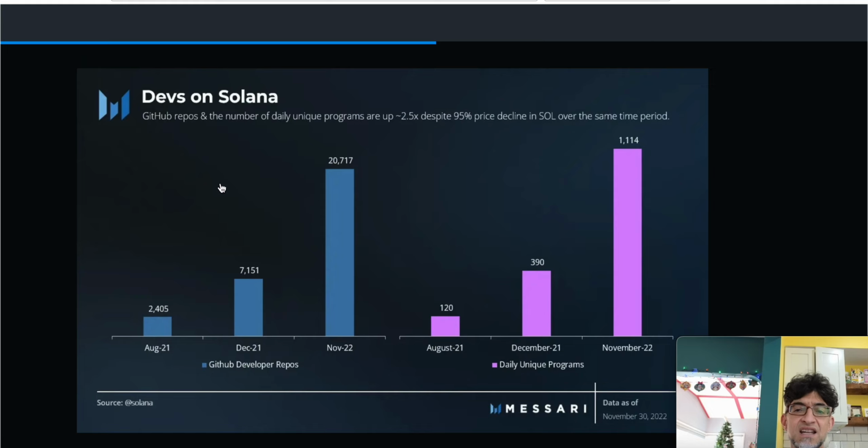So basically, Solana's price is crashing. The total value locked is crashing. But as of November 22nd, you can see that the GitHub repositories are still increasing dramatically, and the daily unique programs are increasing dramatically. So this, to me, is very strong evidence that Solana is not going anywhere. Their death has been exaggerated. The developers are remaining on the Solana blockchain project. They're not leaving. So that's a really good sign.